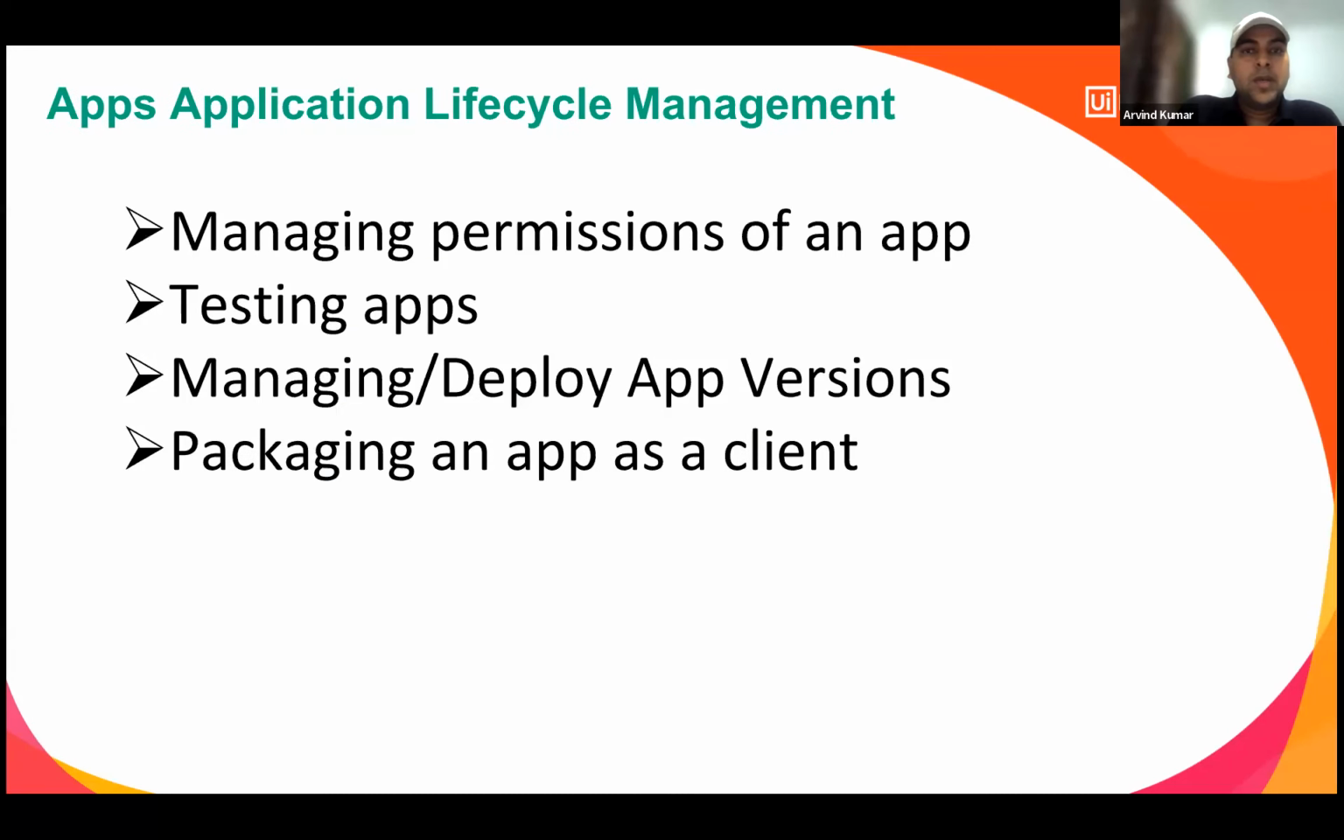Cool. So we'll talk about the apps application life cycle management. There are 4 steps that we follow in the life cycle ALM. First, manage permissions of an app. We already talked about app creators, readers, permissions and everything. Then once you develop your apps, testing the apps. Then managing and deploying the app version. So you can go into orchestrator and deploy the apps. And the last one is packaging apps as a client.